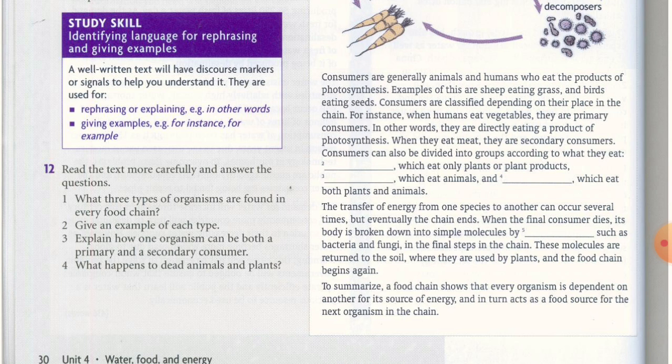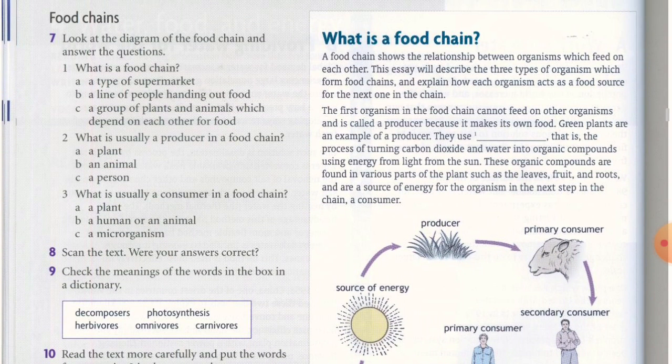Okay, please compare the answers with me. The first one, photosynthesis. They use photosynthesis, that is the process of turning carbon dioxide and water into organic compounds using energy from light from the sun.